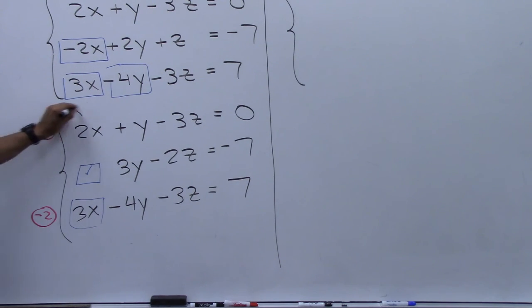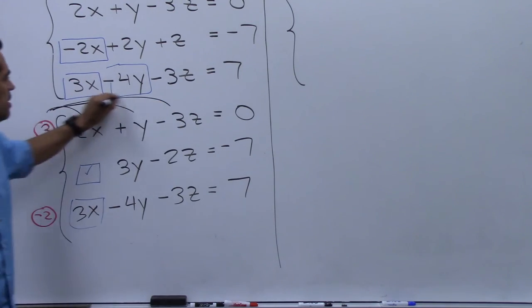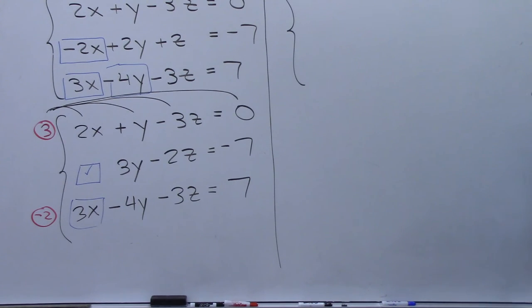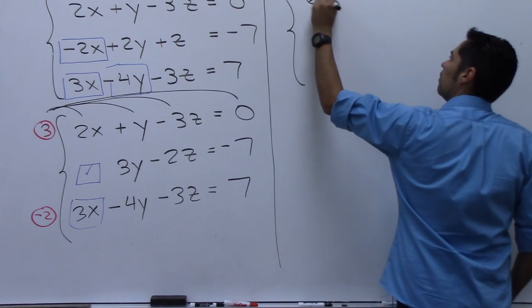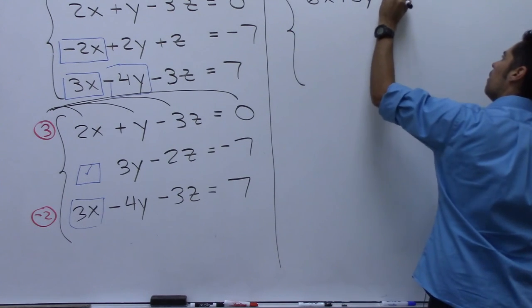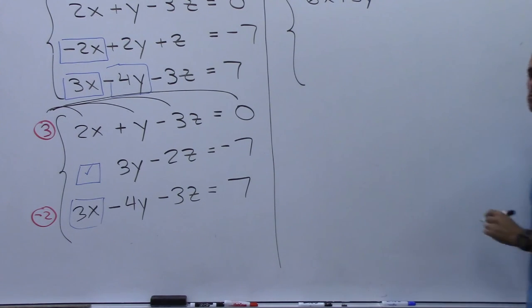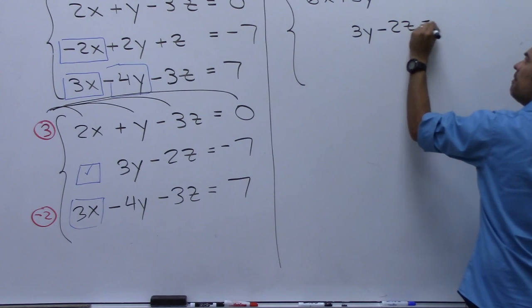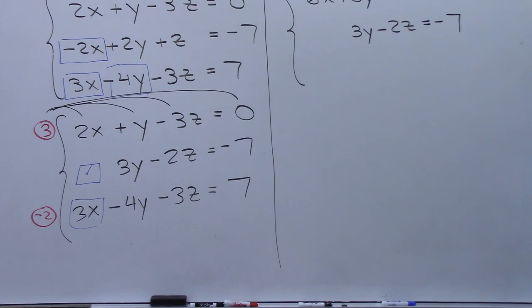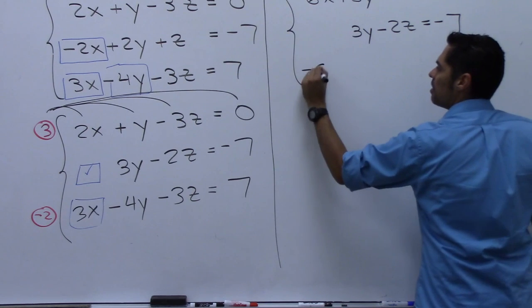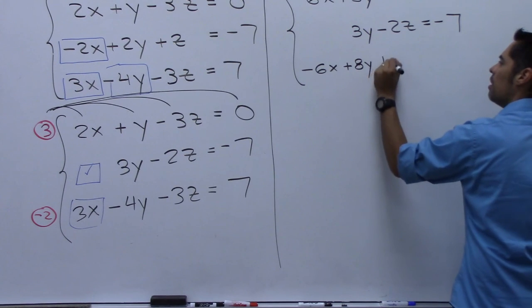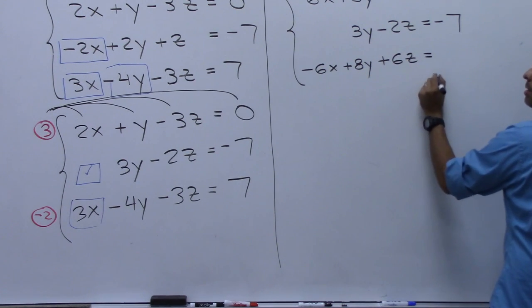Distribute the 3 through to all terms on both sides of the equation. So what does my new top equation become? 6x plus 3y minus 9z equals 0. Everyone agree? Second equation, I'm not even messing with yet. I'm just going to let that one come along for the ride. And then my last equation, negative 6x plus 8y plus 6z equals negative 14.